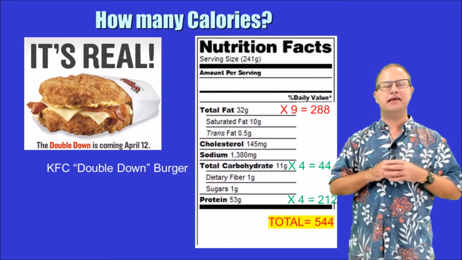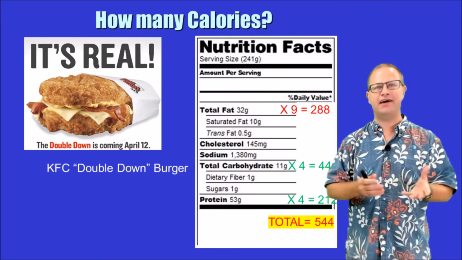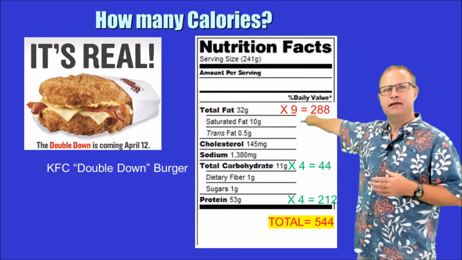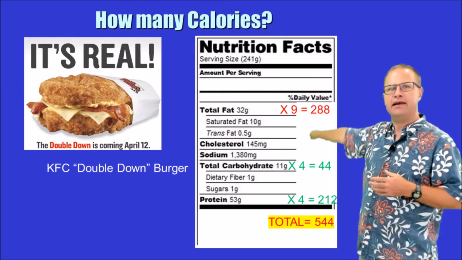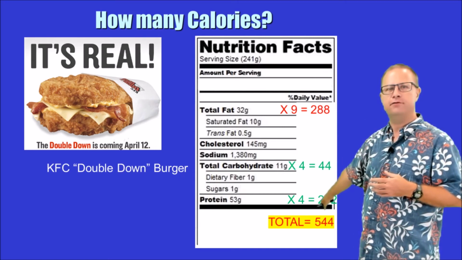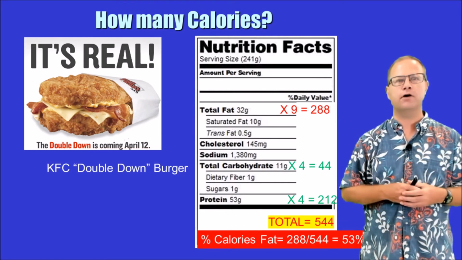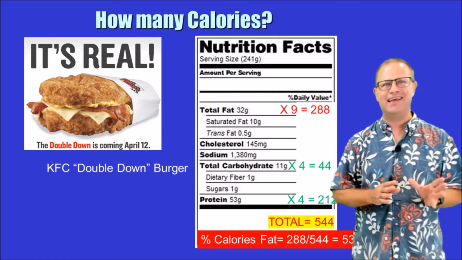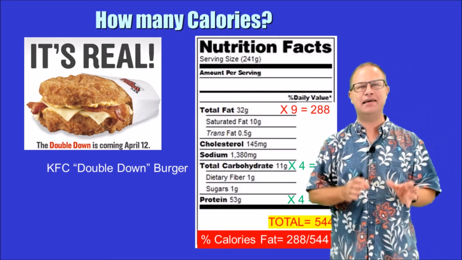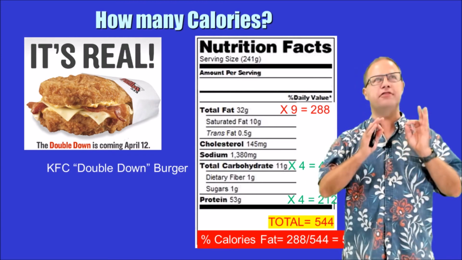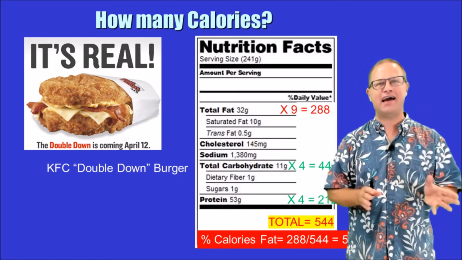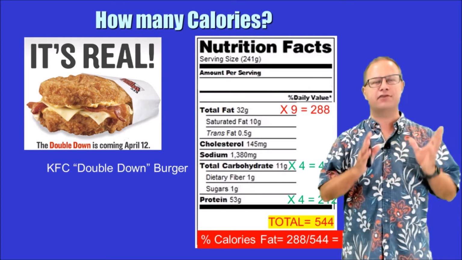But now let's calculate the proportion of calories that come from fat. That would simply be taking the 288 calories from fat and dividing it by the 544. And what do we get? Well, 288 divided by 544 equals around 53%. If you remember back to what the USDA said, they said you should be getting no more than 30% of your calories from fat. But this has 53% of our calories from fat.